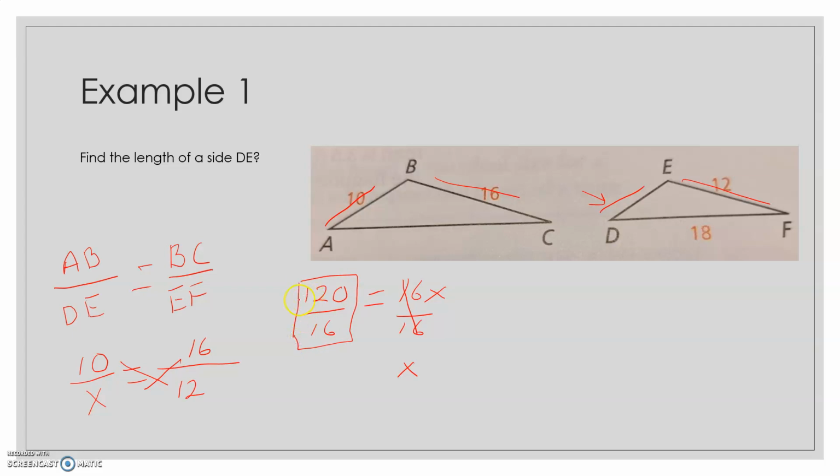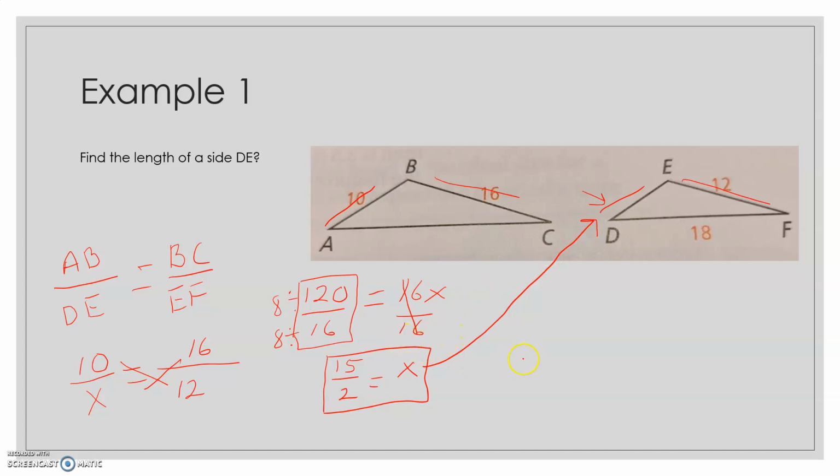We can just simplify. We can't just divide evenly. It doesn't come out as a whole number, so instead we'll just simplify the fraction. We're going to divide by our greatest common factor, which is 8. And so we get 15 over 2. So our missing value, which was side DE, is 15 over 2, or 7.5 if it asks for it as a decimal.